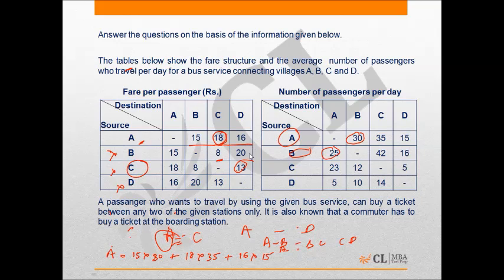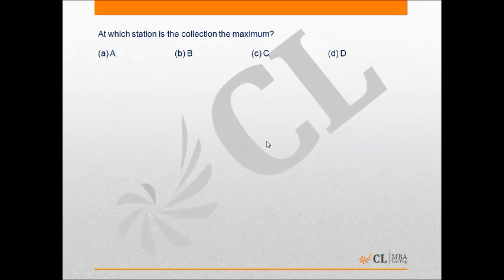A, which has competitive fare or quite high fare from its origin, from the starting point to other stations, and the number of passengers traveling to other stations is also quite good, so A will be our answer.